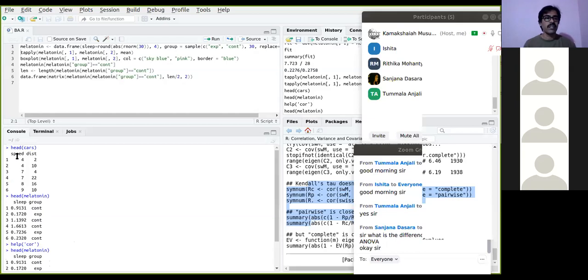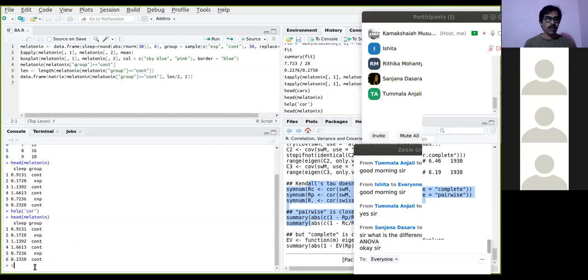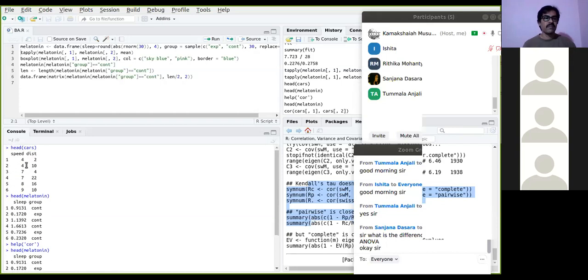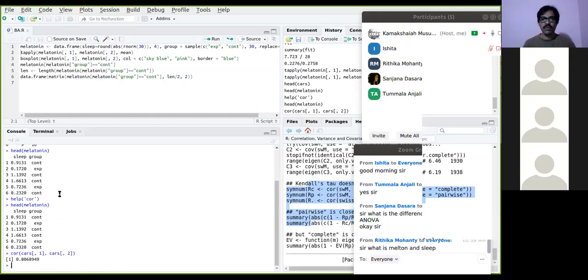Now I'll try to do this correlation on speed and distance in the cars data. Now the first one is speed. It doesn't matter the order. There is no dependent and independent in correlation, but it comes in regression. Cars, 2. Now you see, this is the Karl Pearson method, I mean, Karl Pearson correlation coefficient. You see, it is positive and very strong. 0.8 is very strong. So both of these variables in cars, speed and distance, have a very strong association between these two.